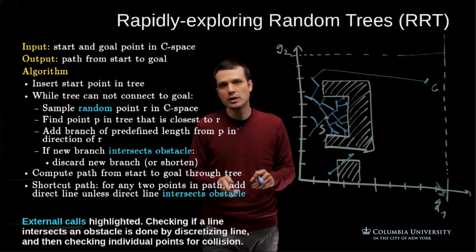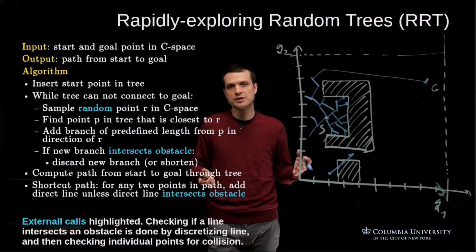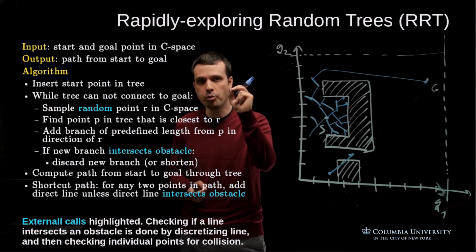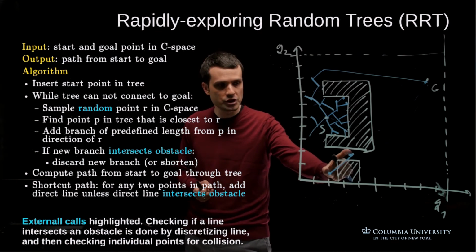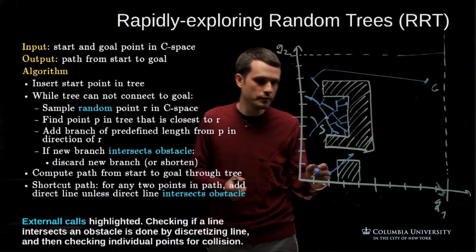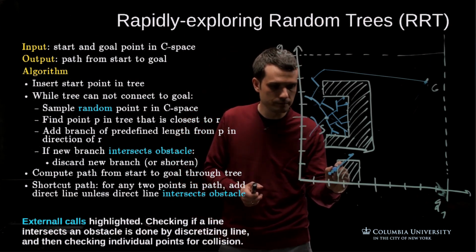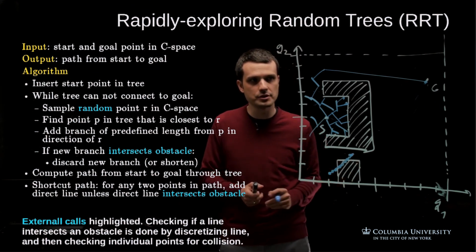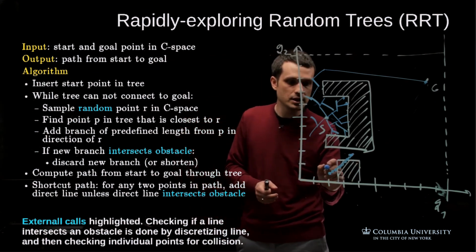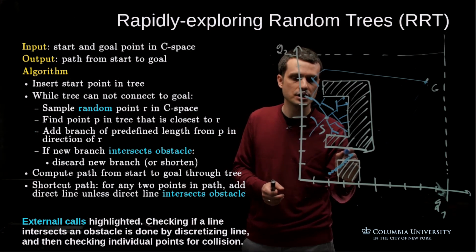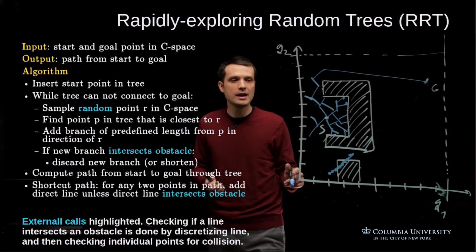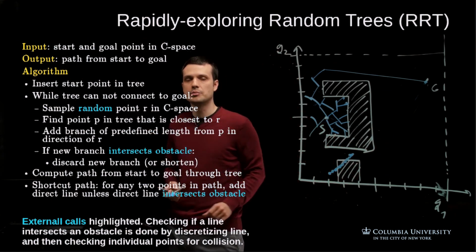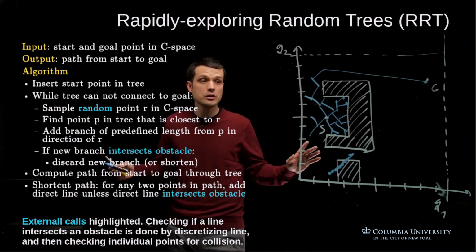I told you earlier that really all you have at your disposal is the ability to answer point queries. Is a point inside an obstacle or not? How do you check if a branch intersects an obstacle? Well, very simply, you just discretize it. You sample individual points along the branch with however fine resolution you want, and you just ask individually, does any of these points intersect an obstacle? And then if any of the points intersects an obstacle, you know the branch intersects an obstacle, and you react appropriately in your algorithm. That's everything you need, right?